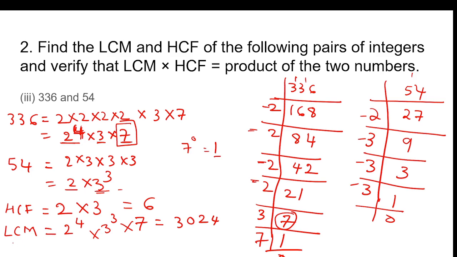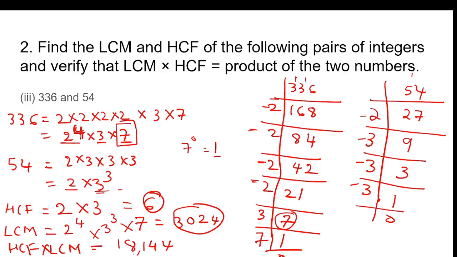Now, what is the next step? I have to find out the HCF into LCM. When you multiply both these numbers, 6 and 3024, you will get 18,144.